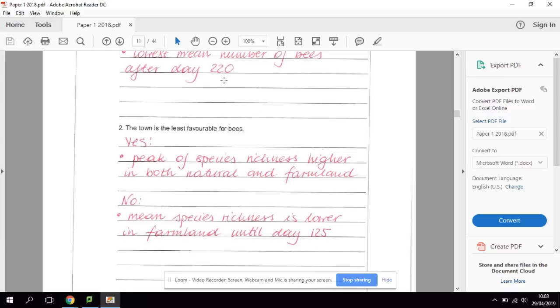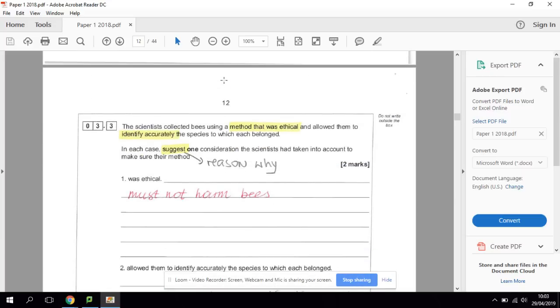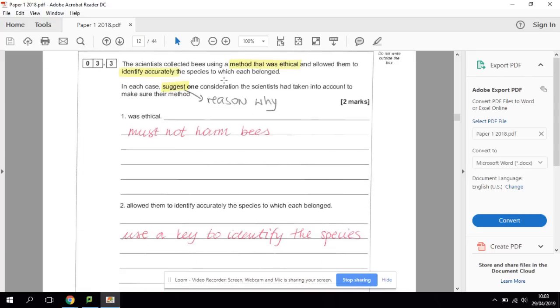Okay, so let's have a look at the next part of this question. The scientists collected bees using a method that was ethical and allowed them to identify accurately the species to which they belong. In each case, give one consideration the scientists had taken into account to make sure the method was ethical. So the reason why was ethical, of course, not to harm the bees, and to allow them to identify accurately the species to which they belong, so use a key to identify the species.